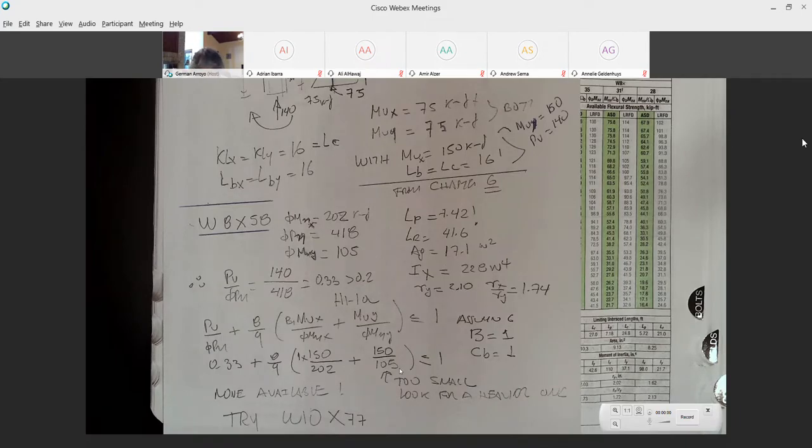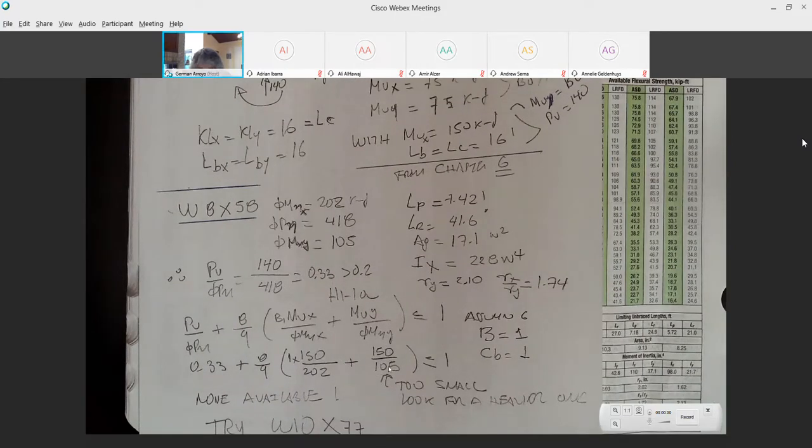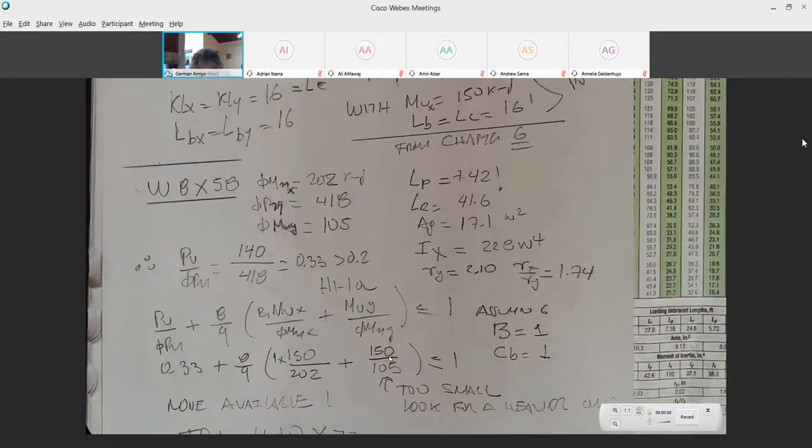2.26, right? Why I didn't do the computation? Because this was already a large number. When I look at this, look, divide 150 by 105. This by itself. What is the number, 150 by 105? 1.43. Already went over 1.